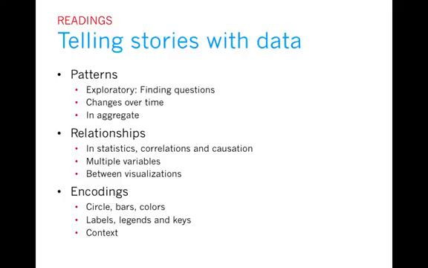The third thing we need to pay attention to is encodings. By encodings, I mean the mapping of your variables in your dataset to the geometric components or the visual components. For example, whether you use circles, bars, or colors to represent data points. You also need labels, legends, and keys for your readers to understand what you mean by these graphical elements.